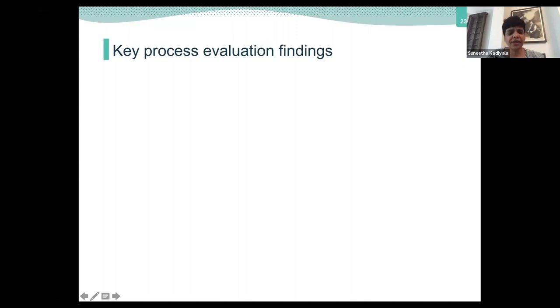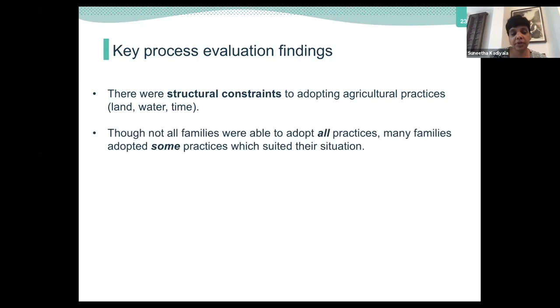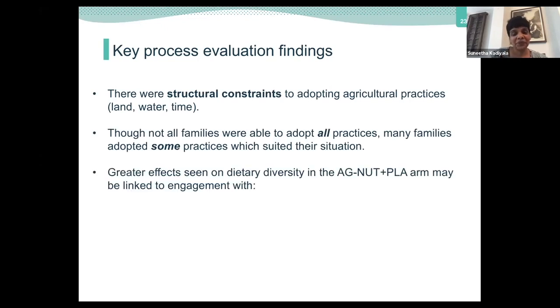So what did we find here? What we found is that, as Ronali said, we really looked at what the structural constraints are, addressed those, took those into account, and planned accordingly. So we were careful to not promote water intensive, land intensive agriculture practices, for example. We were careful to promote seasonally appropriate crops, and so on and so forth.